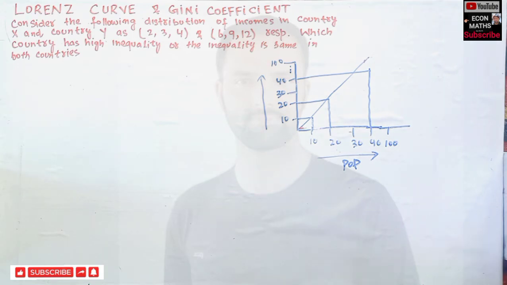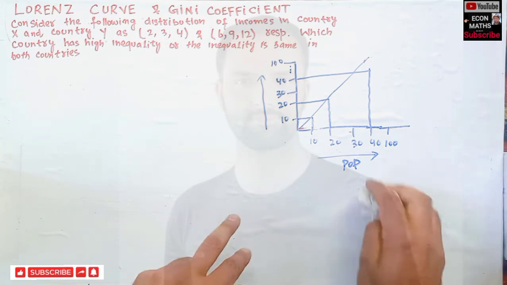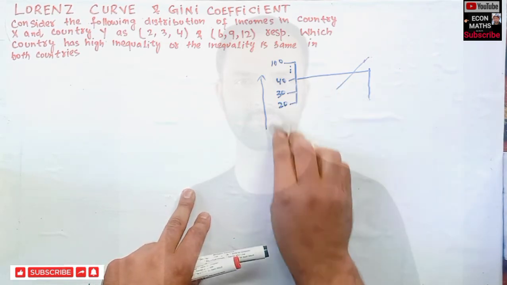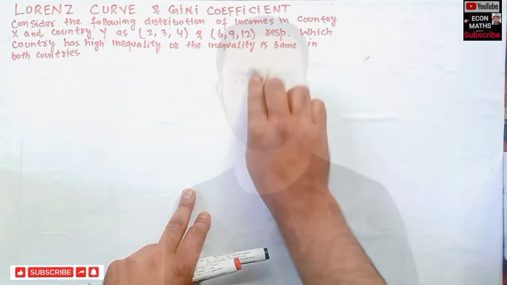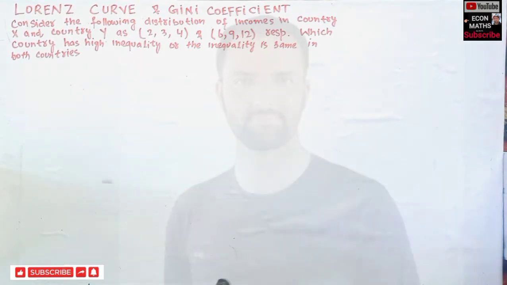But this is not the case. No country has a straight line Lorenz curve. So let's try to construct now the Lorenz curve. What is given to us? How do we construct it? First, we take the population.